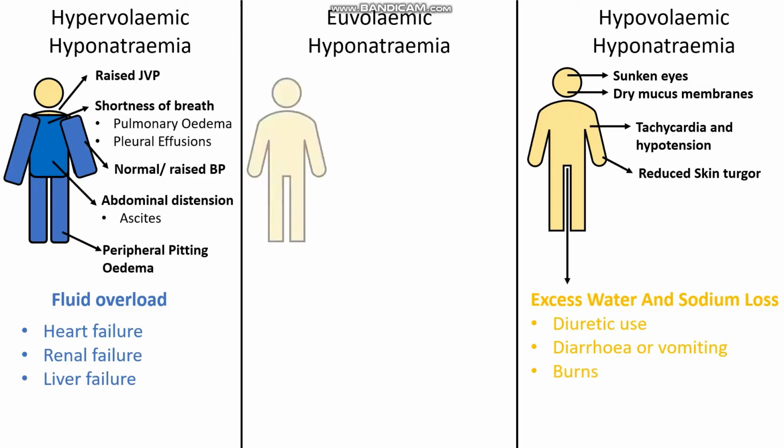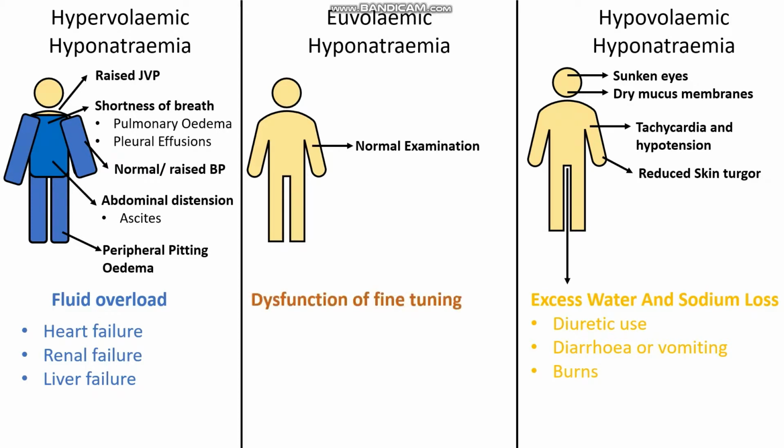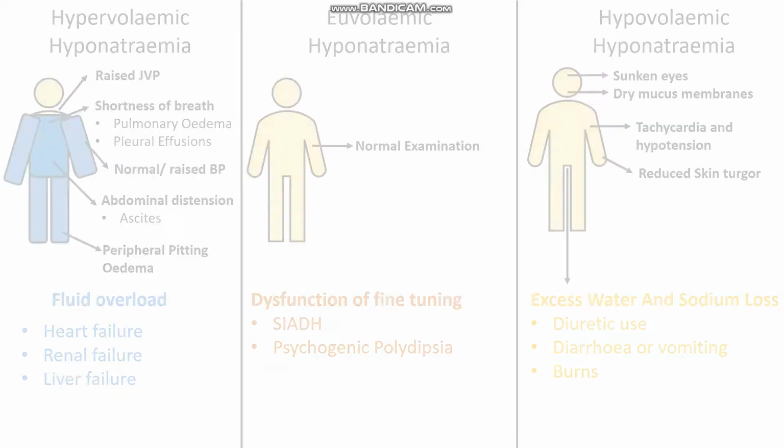In euvolemic hyponatremia, we have a completely normal fluid state, so our clinical examination is normal. And this usually occurs due to a dysfunction of fine-tuning of serum sodium. And this may occur in conditions such as SIADH or psychogenic polydipsia. Now, a classic exam topic is to try to differentiate between SIADH and psychogenic polydipsia. So how do we go about doing that?